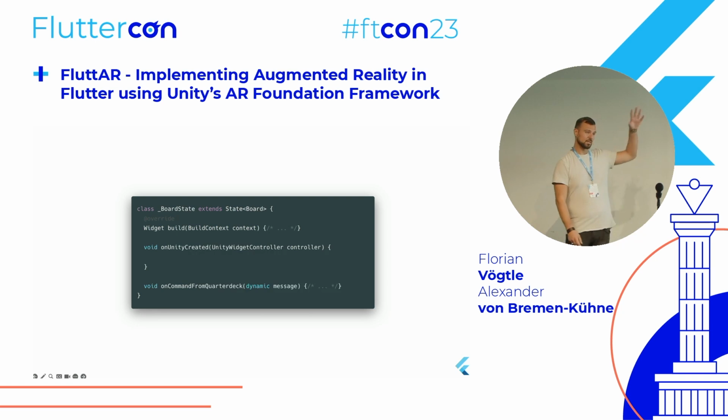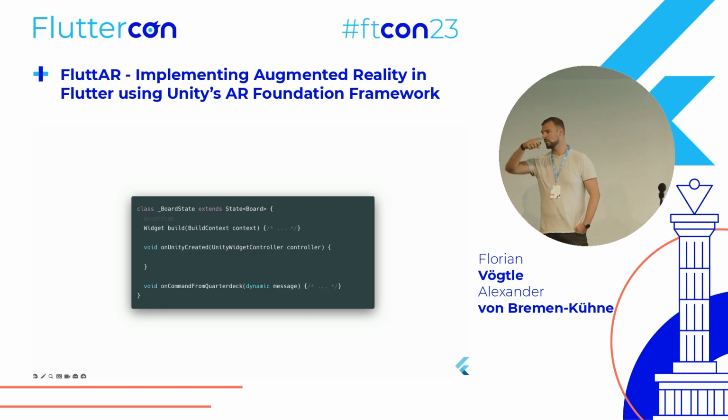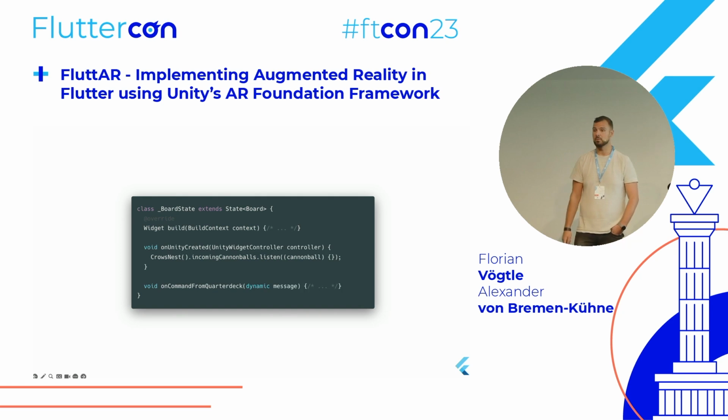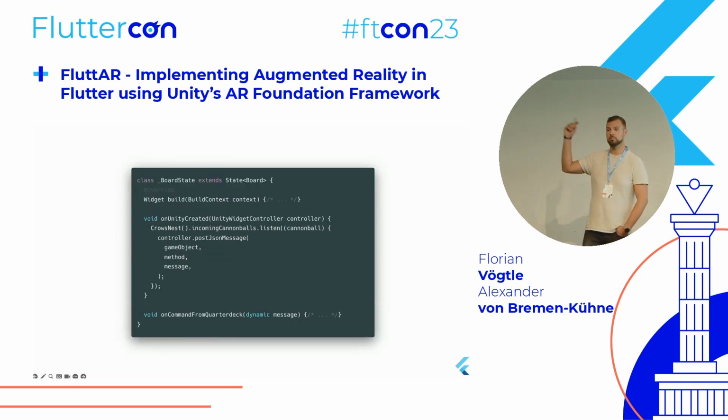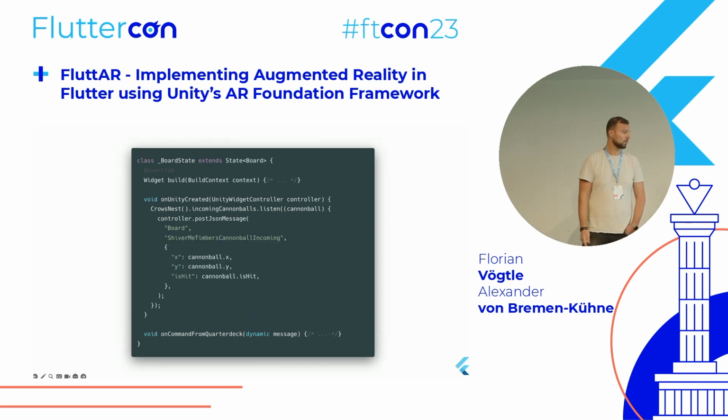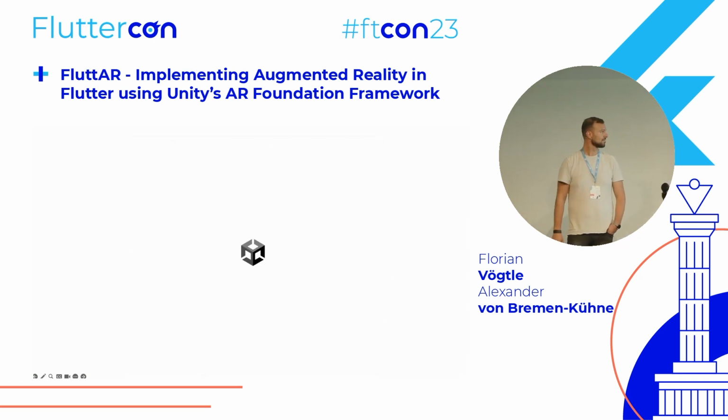And you remember this little matey in the crow's nest? He's not only looking for a map, he's also looking for any incoming cannonballs. So he provides us with a stream of incoming cannonballs. And if we see one, we want to tell the quarterdeck that something is happening. So we're going to use the postMessage method, which asks us to give it a game object, the method we want to call, and the message itself. And obviously, we're going to call the board, and we're going to say something like, shiver me timbers, cannonball incoming. So that's the method.